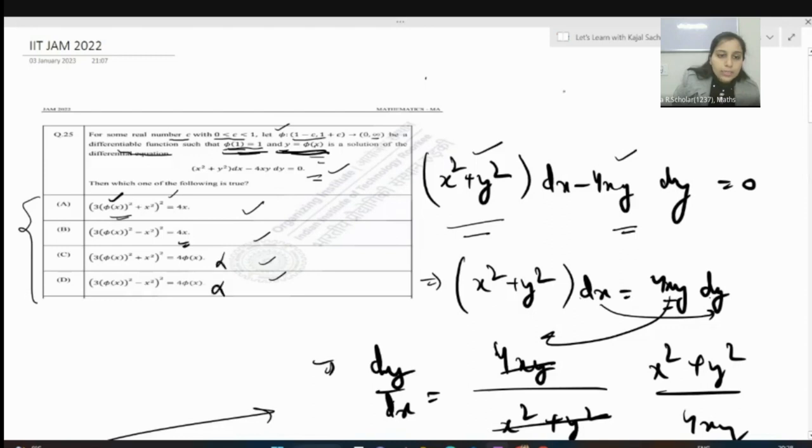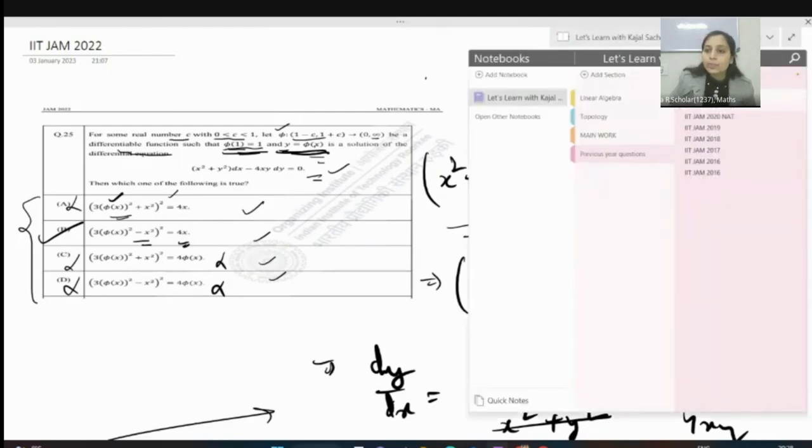This cancels out, this cancels out. And here we get minus sign, which we want. So the option number B is correct. Remaining 3 are wrong and the option number B is correct. So this is a very simple question based on the type of homogeneous equation. Let's move to the next question.